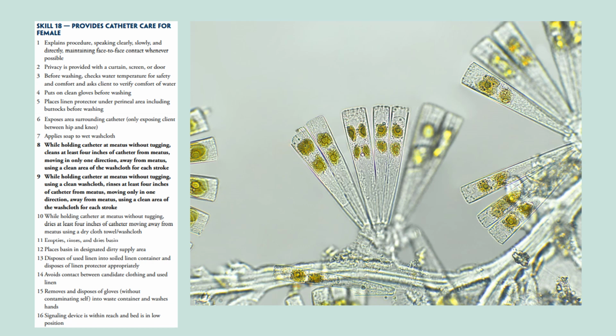Note step 6, where exposure is defined. The mannequin is wearing a patient gown that will cover the chest. The candidate should use the bed sheet to cover the feet, lower legs, and knees. So the window of exposure is above the knees to the hips, so that the client is covered by the candidate and the candidate can work on the catheter area and the evaluator can see the skill performed.